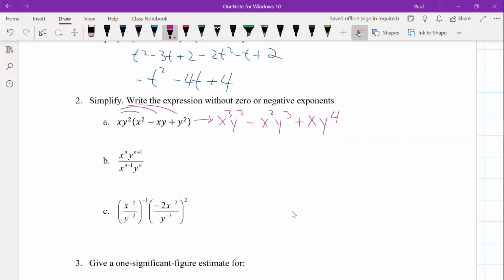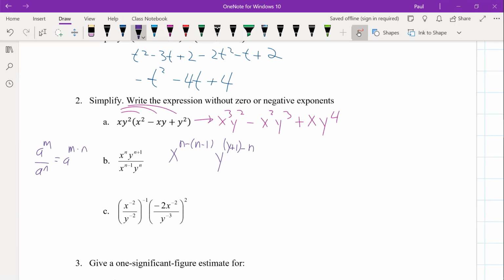So who's got B? Go. How'd you get it, Jeff? N minus 1. N minus 1. Yes. Right, so Jeff is taking advantage of the rule that says a to the m over a to the n is a to the m minus n. So he's just taking the exponent on top and subtracting the exponent on the bottom, right? Right, Jeff? A to the m minus n. And then Jeff just simplified those things.